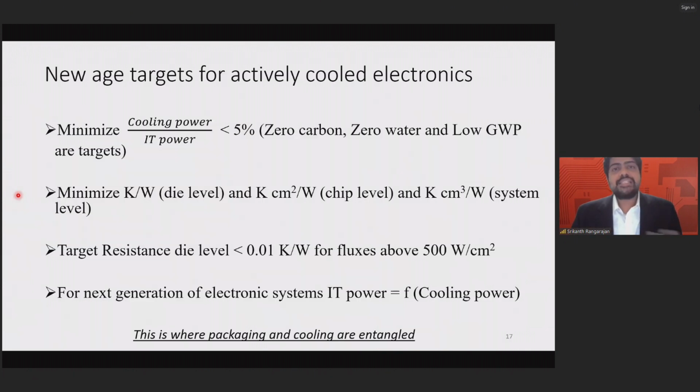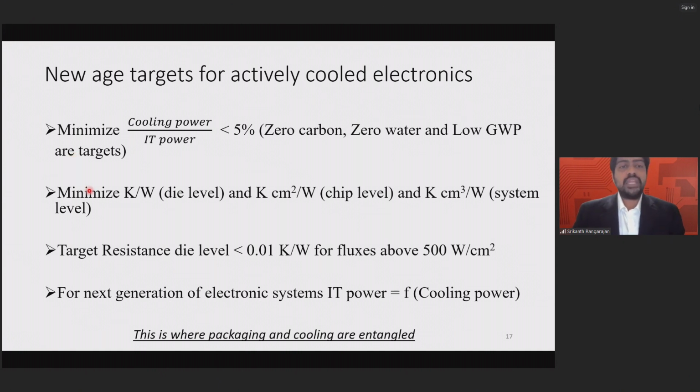So the new age targets for actively cooled electronics. This was recently published by the Department of Energy, and they say that we want to really minimize the cooling power ratio of the cooling power to the IT power to less than 5%, which is also towards the zero carbon, zero water targets. And they also want to use low GWP targets, right? So you want to use a fluid that is also environmentally safe.